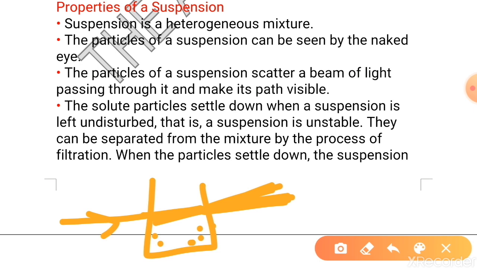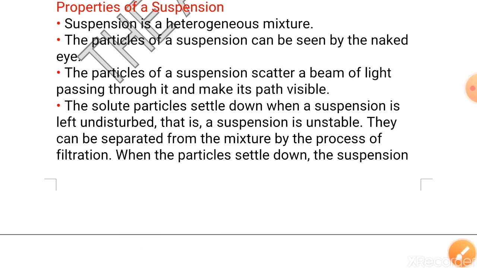Now students, the solute particles settle down when a suspension is left undisturbed. It means that they are not so stable. As we have seen in the above example, when we mix soil and water, after some time the soil settles at the bottom and water remains at the top.